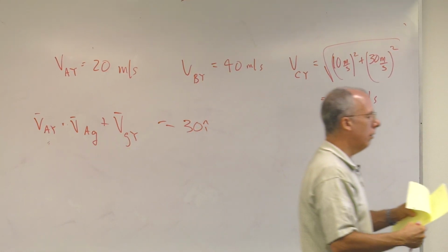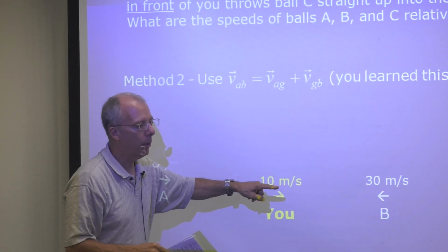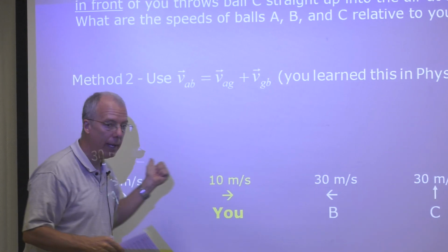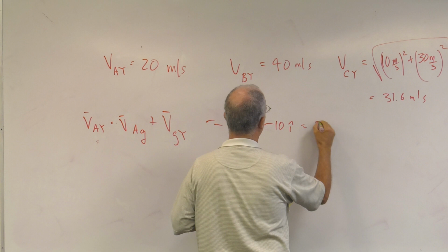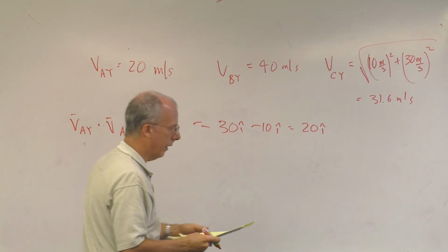Now look, V_U ground is that way. But what's the velocity of the ground relative to U? It's that way. Remember doing that? So it's minus 10i, which gives 20i. So the speed is just 20.